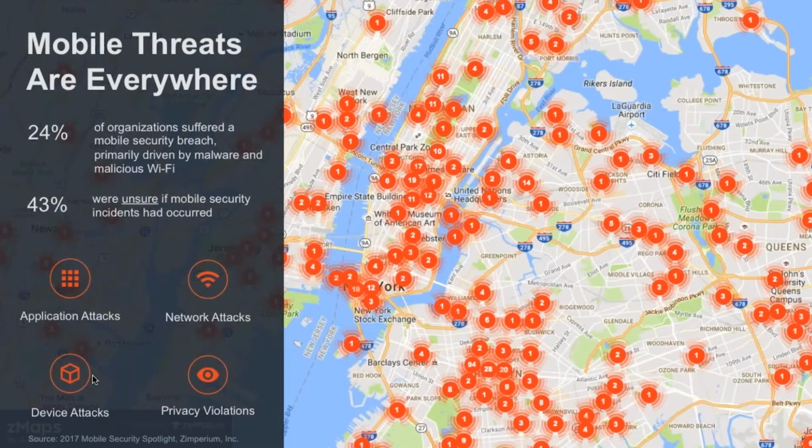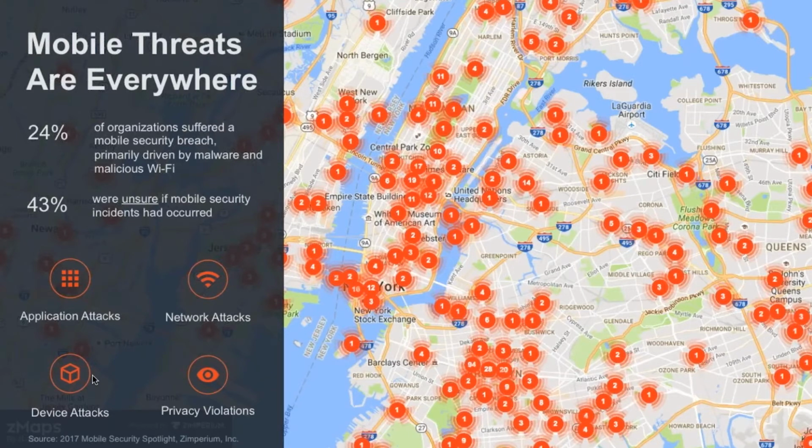Let's talk a little bit about the mobile threat. We get a lot of questions on where the mobile threats come from and how they attack our devices. This data right here is from the 2017 Mobile Security Spotlight. This is user survey data that we use to explain that organizations are getting breached, they are finding malware, and they are detecting malicious Wi-Fi. Talk to us a little bit about the mobile threats.